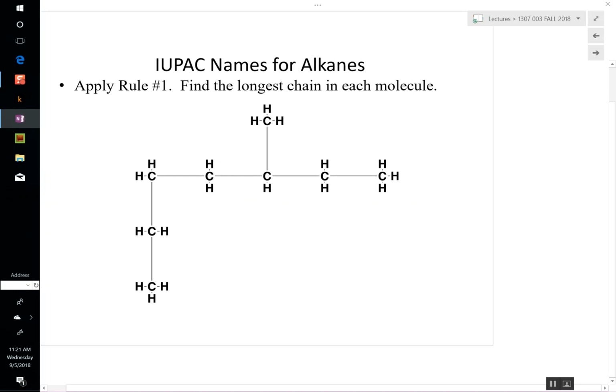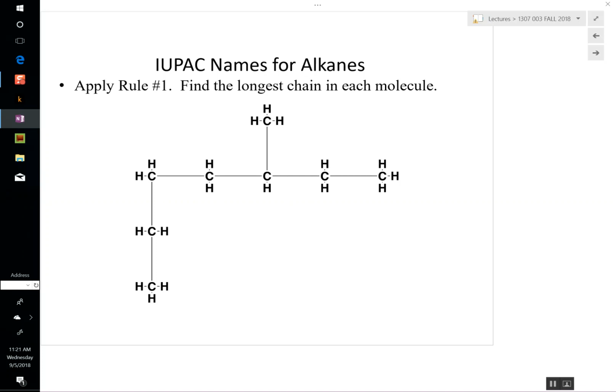So let's look at this molecule. How many carbons are in the longest continuous chain? 1, 2, 3, 4, 5. How many? 8. Where do you get 8? 1, 2, 3, 4, 5, 6. 1, 2, 3, 4, 5, 6, 7, 8. Is that what you mean? There are 8 carbons there.